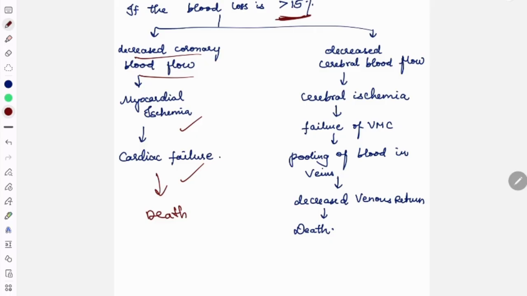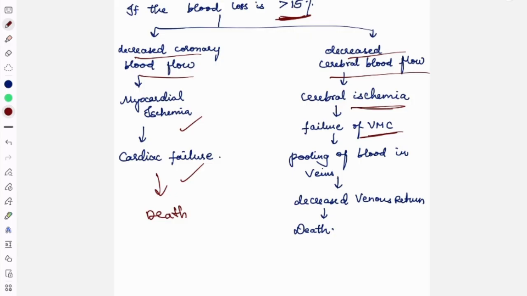Another reason for that is decreased cerebral blood flow. There is decreased blood supply to the brain. What will happen if there is decreased blood supply? That is what we call cerebral ischemia. That will lead to failure of the vasomotor center. This center is responsible for releasing sympathetic stimulation, for sympathetic discharge. Sympathetic discharge will increase the BP.